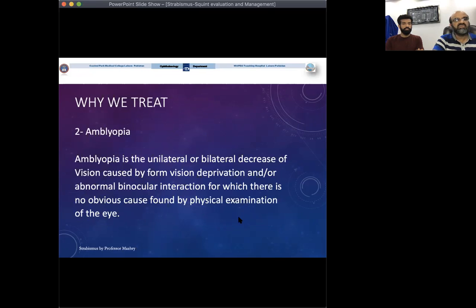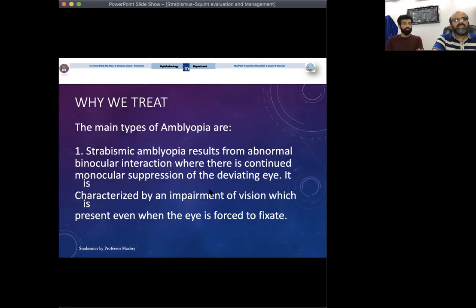So, as we discussed, what is amblyopia? Amblyopia is unilateral or bilateral decrease of vision caused by visual deprivation or abnormal binocular interaction, with no obvious organic cause on clinical examination. The main types are strabismic amblyopia, in which the squint develops first and then the eye becomes amblyopic. The deviation will be there first and then the amblyopia will develop.